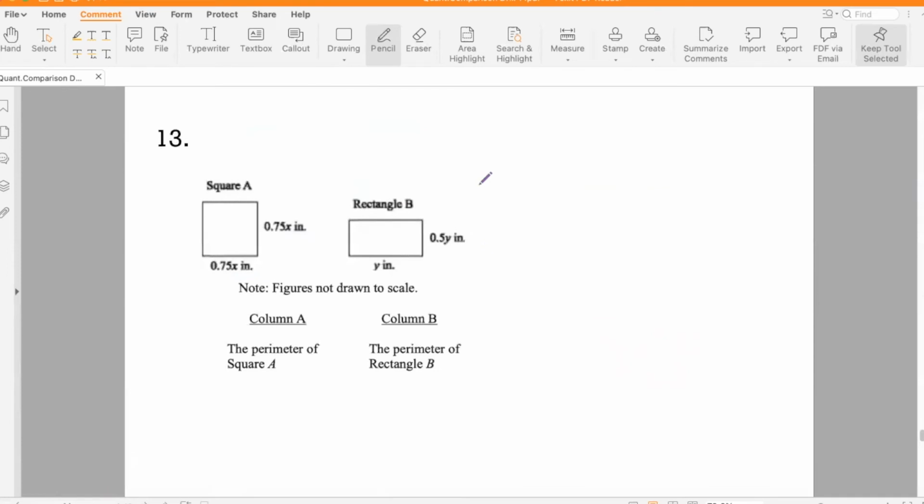Okay, so these are one square and a rectangle. The perimeter of square A. So 0.75x and 0.75x would be 1.5x, times 2. So 3x is the perimeter of square A. And this is 0.5 and 1. So 1.5 into 2. So 3y, right? So column A is 3x and column B is 3y, and we don't have any relationship between x and y. So D.